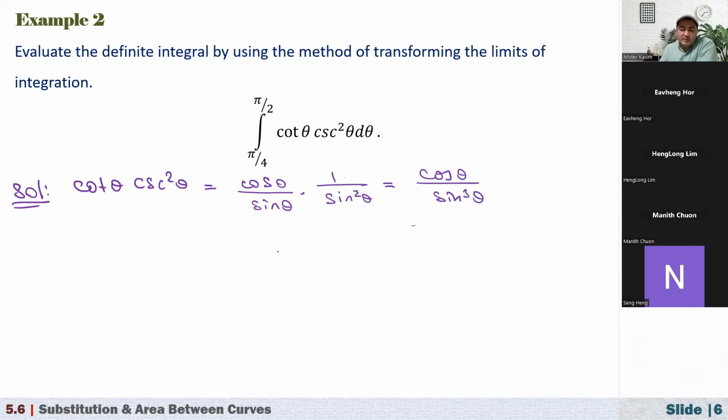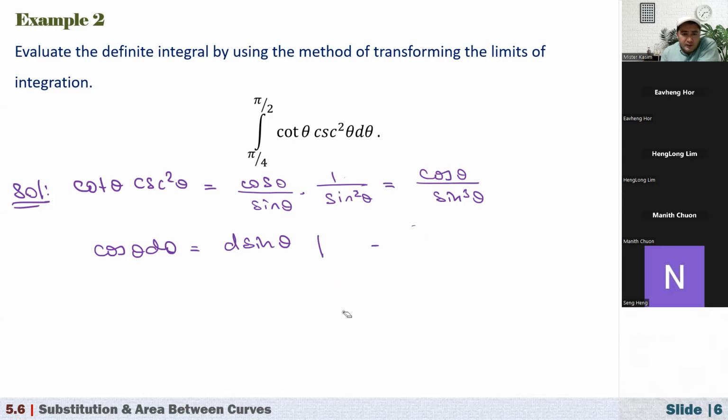Okay. The next thing is, how about this thing? Cosine of theta d theta, right? So that's equal to, what is it? d of sine of theta.